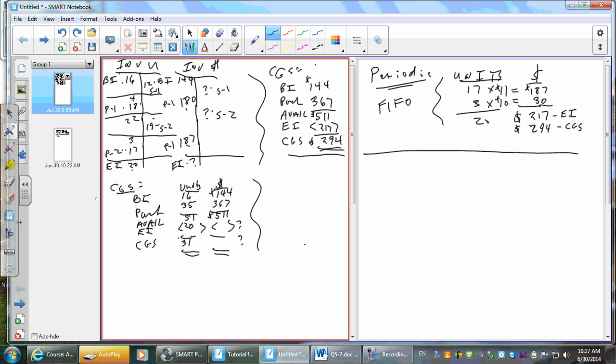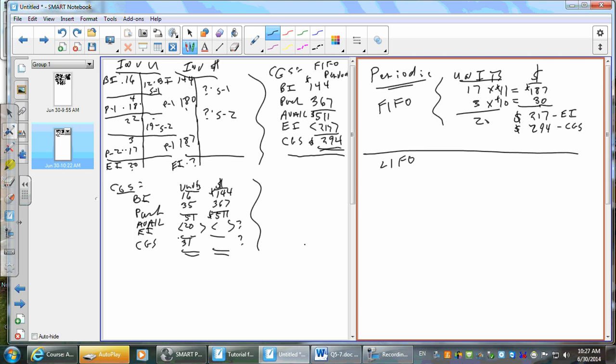So this is FIFO. Periodic. Okay? That's it. So let's do LIFO periodic. What's that one going to look like? Exactly the same process, except which ones did you sell? The last ones you bought. You are actually pretending that you sold these 17, right? That you didn't even have yet. You sold those before you sold the beginning inventory.